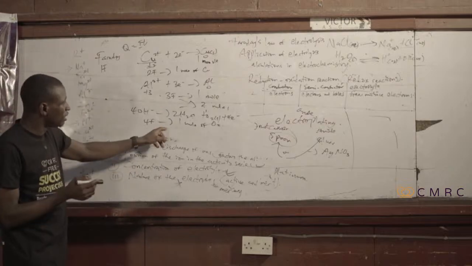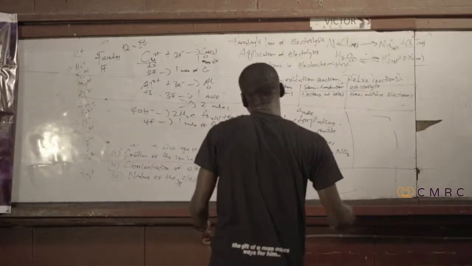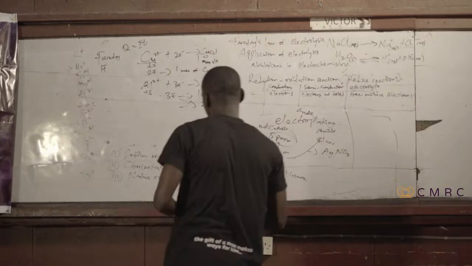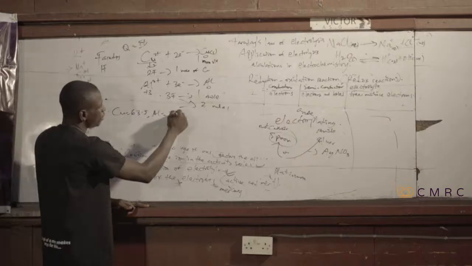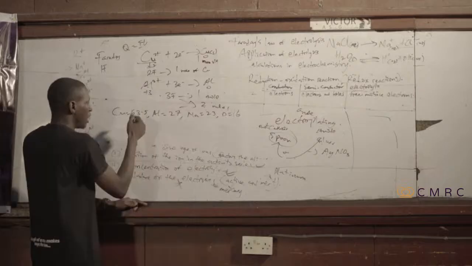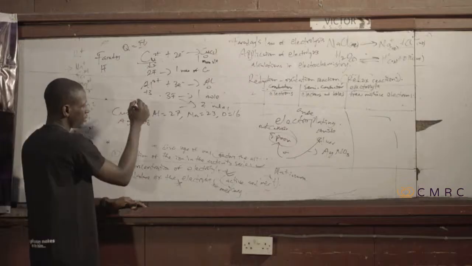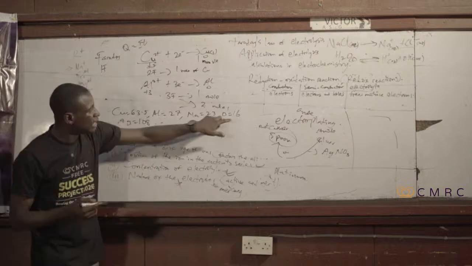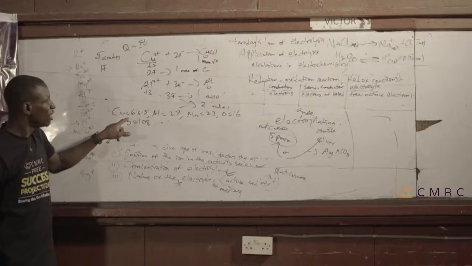So for anything you want to calculate, maybe mass, you just do this. Now there are some questions that are very common. There are some elements like this. Let's say we have copper, 63.5. That's the atomic mass. Aluminium, 27. Sodium, 23. Oxygen, 16. And then many more. We have silver, that one is 108. All these things that I'm writing here are the atomic masses of each of the elements.